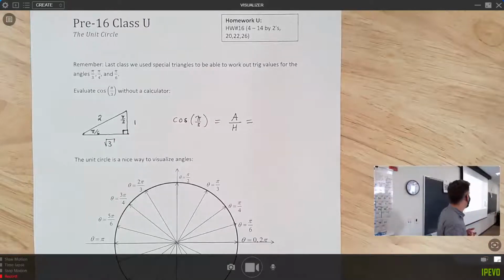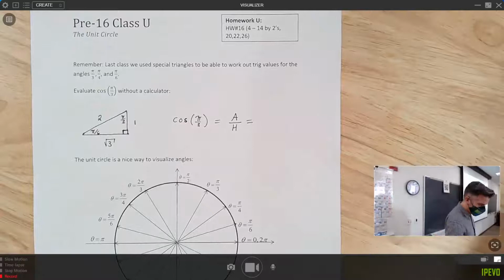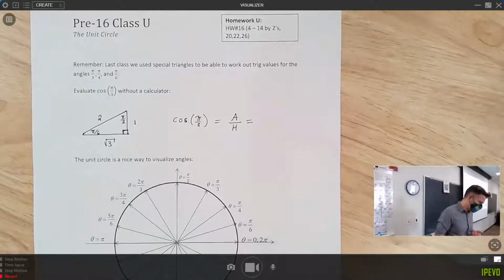But I'm going to try and show you what I think of as the most efficient way of finding sine and cosine and the other trig functions of angles that are larger than 90 degrees or larger than pi over 2 radians. But let's remind ourselves of what we did last time just a little bit. So last class, we used special triangles to be able to work out trig values for the angles pi over 3, pi over 4, and pi over 6.